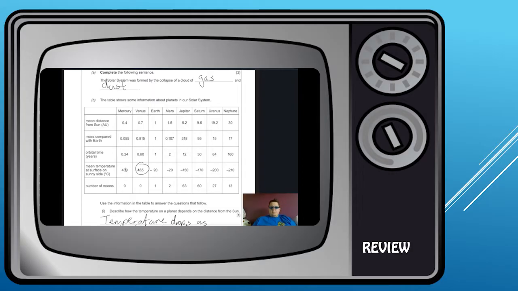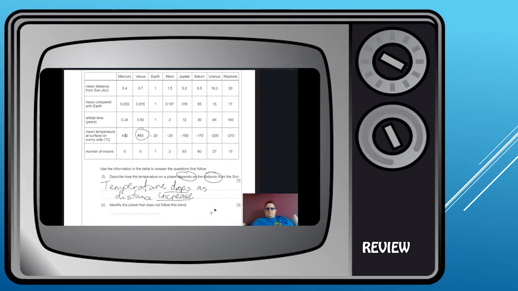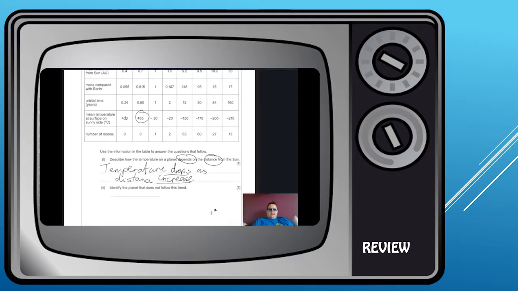Now, it's important here that you put both of these bits in, because it just says depends on the distance. It doesn't say in the question, which they quite often do, how does the temperature change as the distance increases? So you've got to say the right thing in here. And one that doesn't follow that pattern is Venus. Venus is too hot.